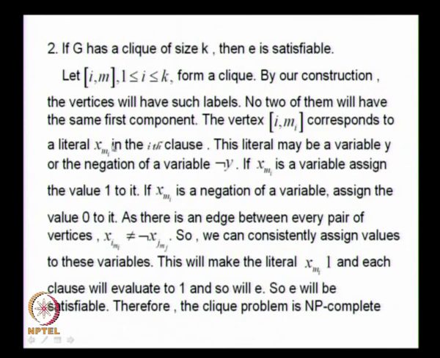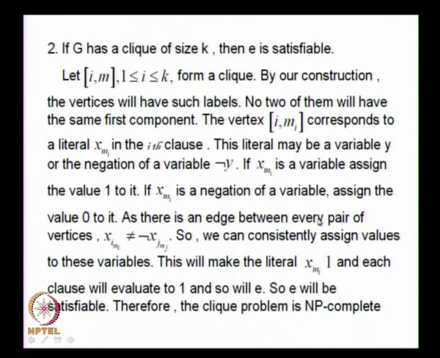Now, the other way around, if G has a clique of size k, then we show that E is satisfiable. Let (i, mi) be a clique, that is, the i should be all different. By our construction, the vertices will have such labels and none of them will have the same first component. The vertex (i, mi) corresponds to the literal x_i,mi in the ith class. And this literal may be a variable or it may be the negation of a variable. It may be of the form y or not y. If it is a variable, assign the value 1 to it. If it is a negation of the variable, assign the value 0 to that variable.